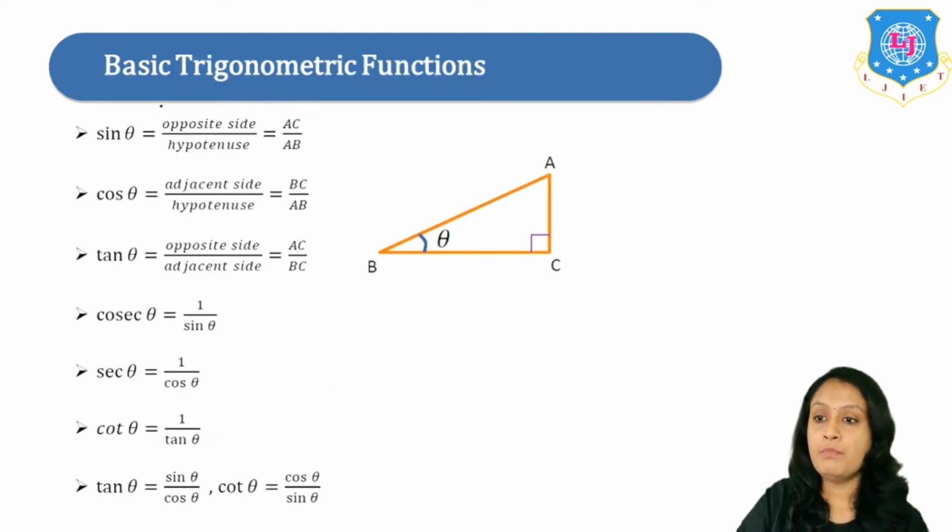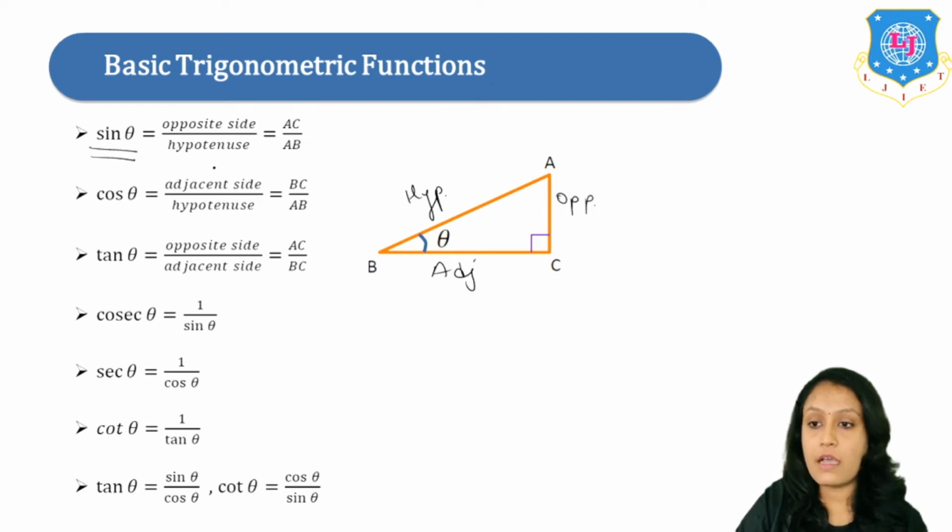Now let's study some basic trigonometric functions. This is a right angle triangle, this is our angle theta, this is our opposite side, this is the adjacent side and this is the hypotenuse. Now sine theta is what? It is opposite side upon hypotenuse. Opposite is AC and hypotenuse is AB. So it is AC upon AB.